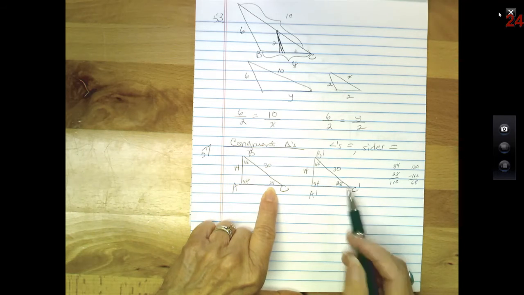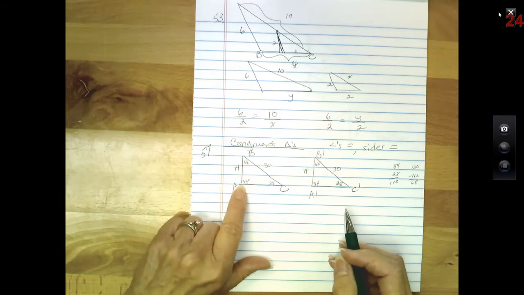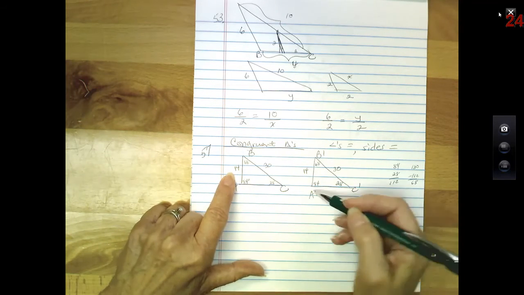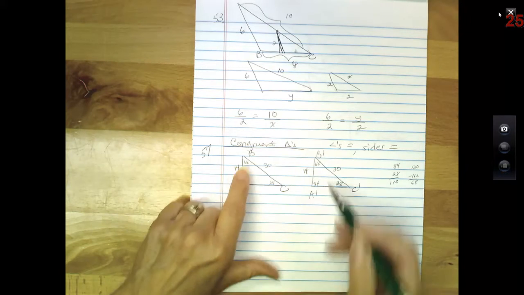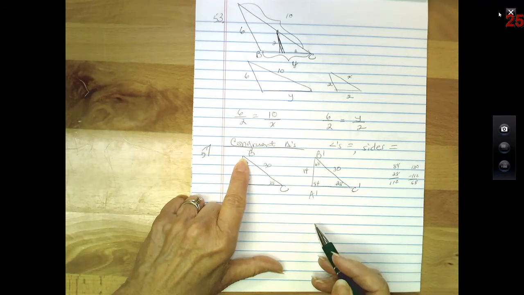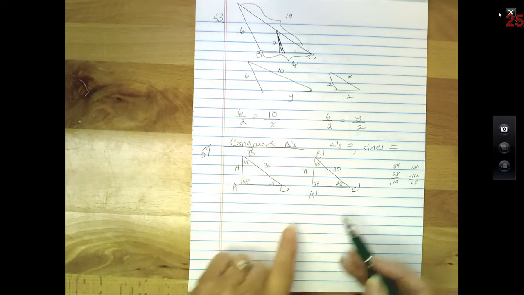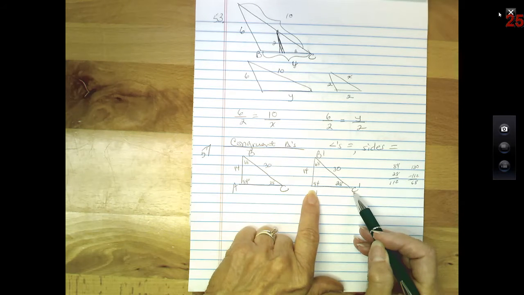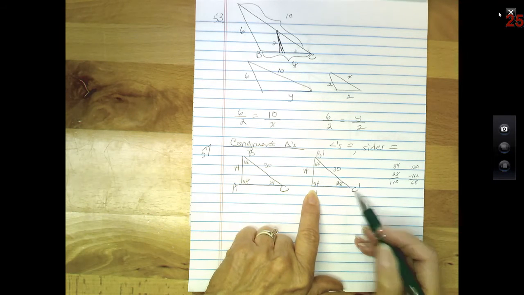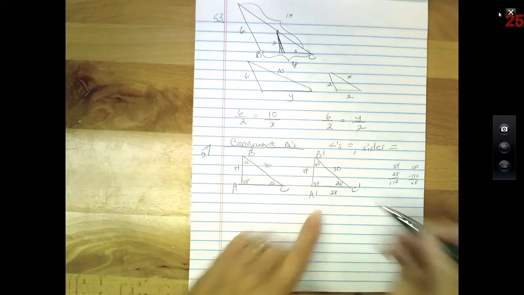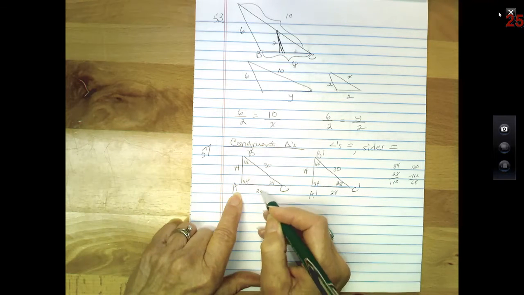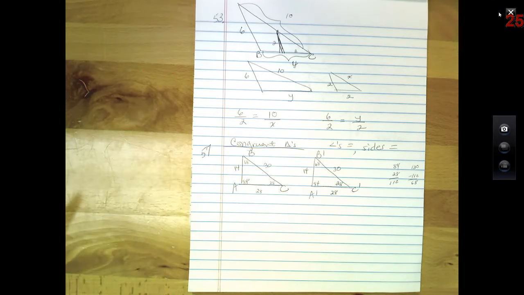Then the side AB, it gave you was 14. So A prime, B prime is 14. Then it said that A prime, C prime over here was 28. So that means that AC is 28. So if they're congruent, you just draw them side by side, facing the same direction, and put everything over there. Those are easier than the similar.